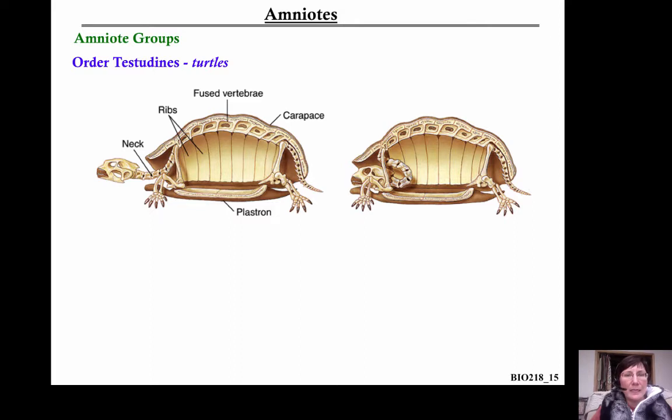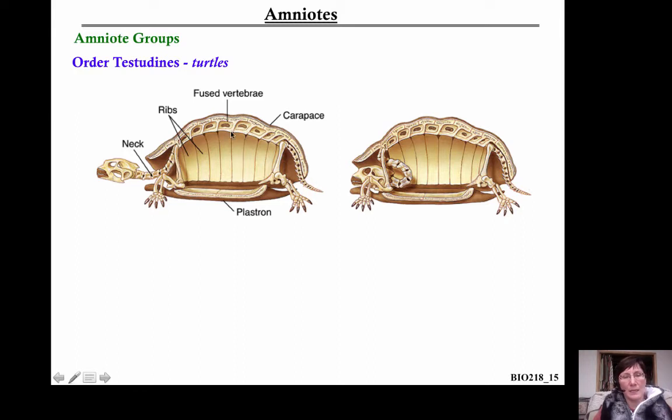So turtles are unique based on a number of different characters, and what I'm showing you here are some cartoon slides of the internal anatomy or the skeletal structure of the turtles. And what you should notice immediately is that the ribs are fused together, unlike what you find in most mammals. And they're also, of course, fused to the vertebral column.